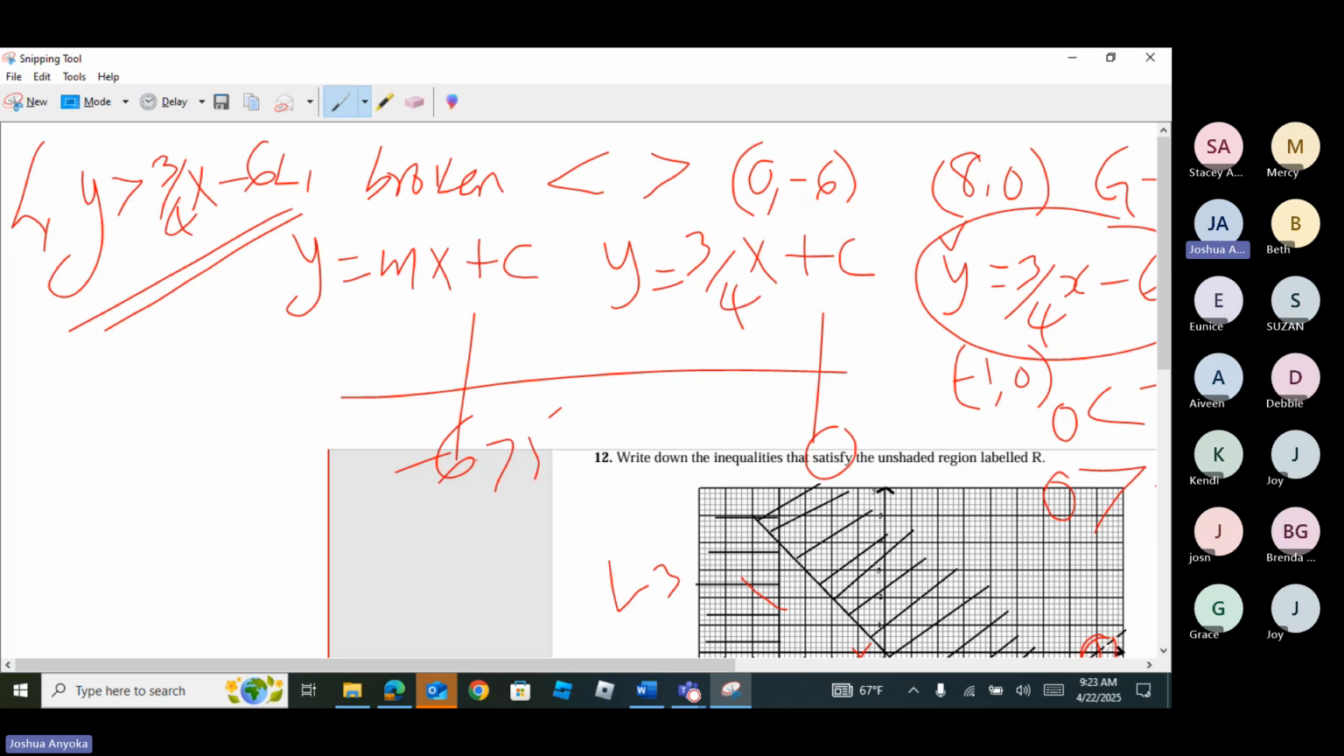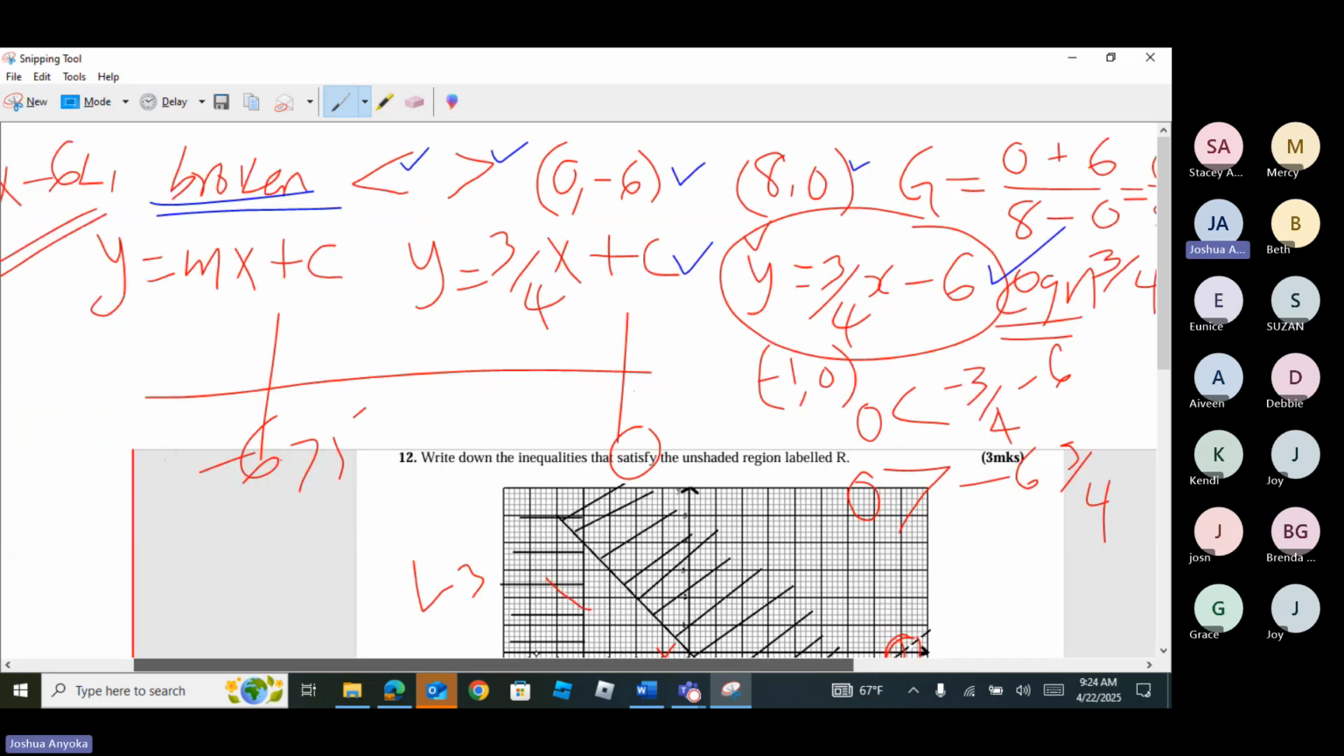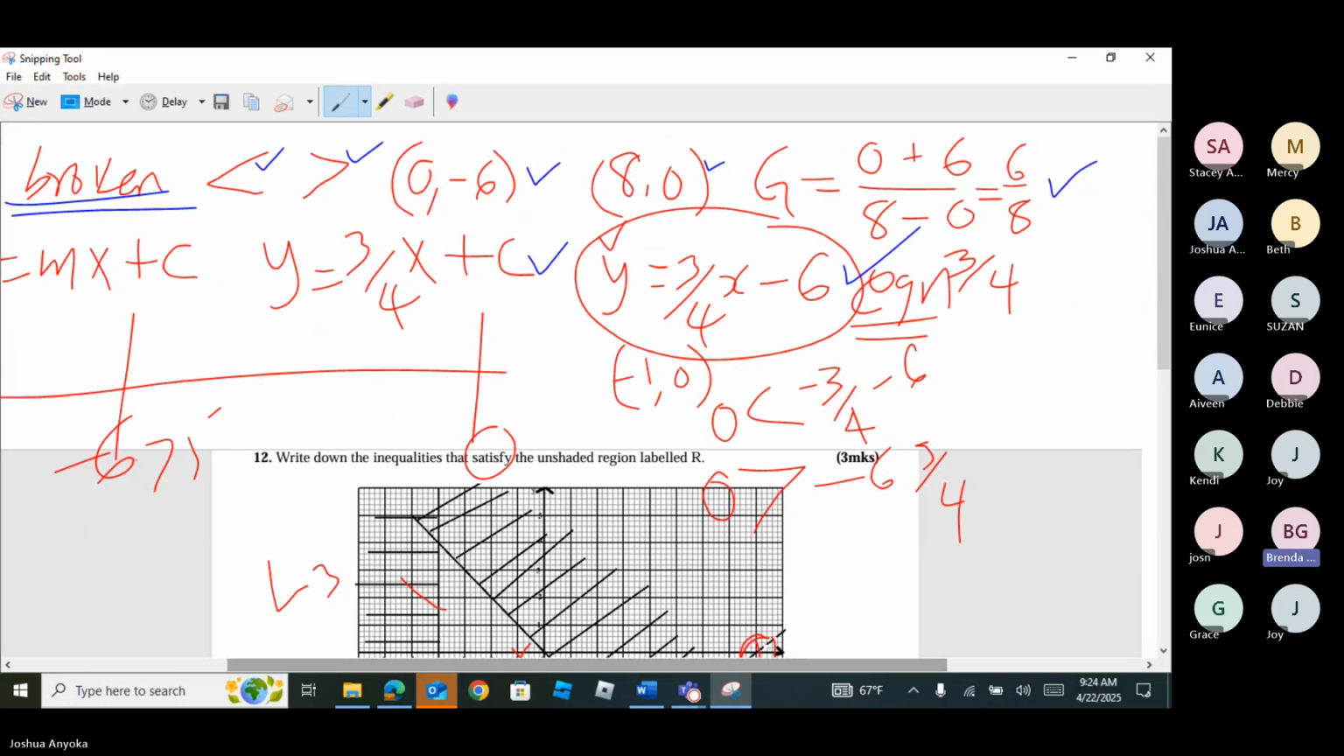So I want you to mark the steps. Check whether the line is continuous. If it's not continuous, you choose which inequality symbol to use. Take 2 points where the line is passing through. Get the gradient. Substitute the gradient in y is equals to mx plus c. And then form the equation. Bring the inequalities in by choosing one point. You repeat the steps? Okay, the steps, yes.